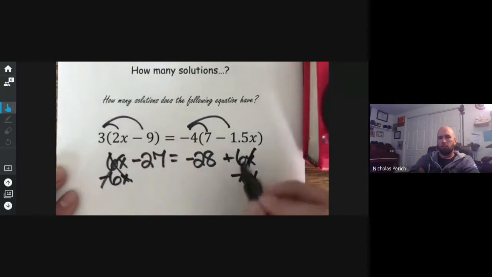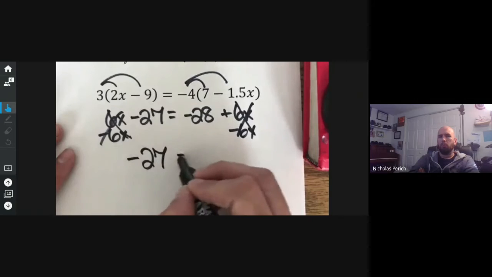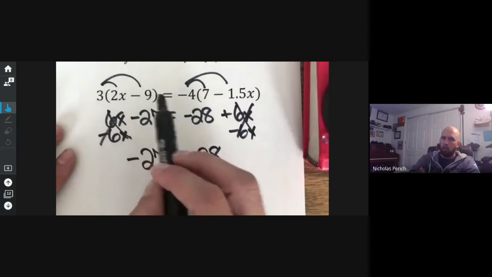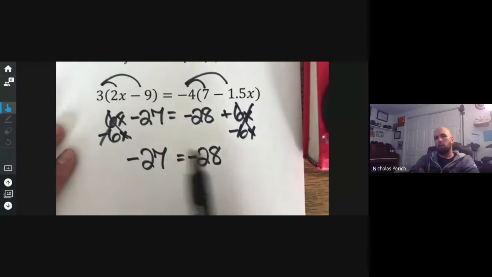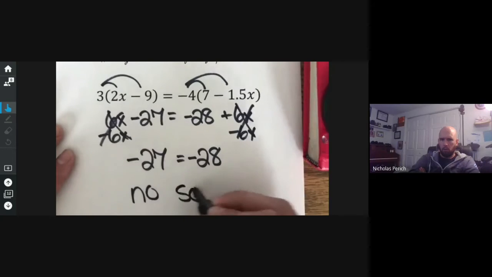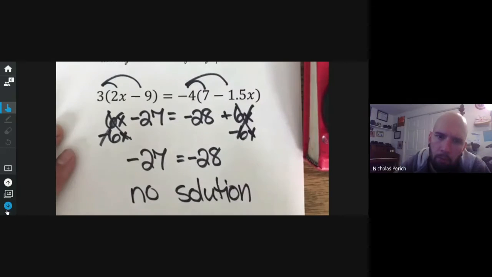And when they both disappear, what you have on the left is -27, and what you have on the right is -28. Since these don't equal each other, once the variables disappear and you have something that does not make sense, you have no solutions. So the question was, how many solutions does this have? Well, none. No solutions.